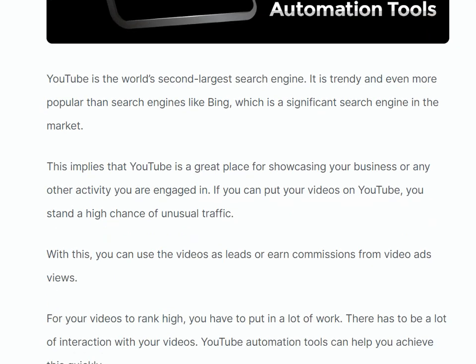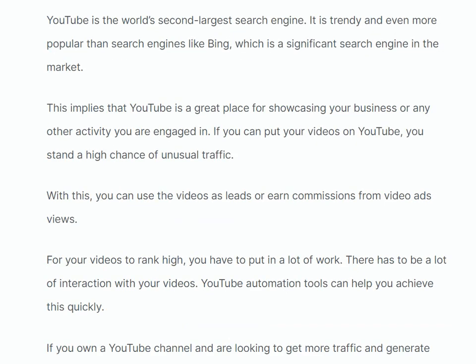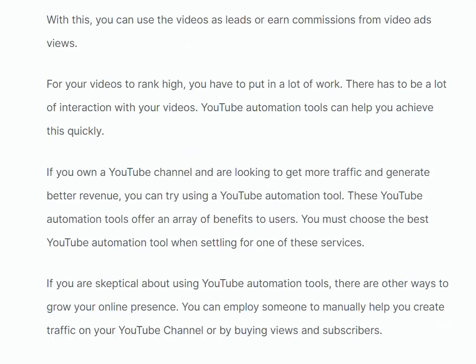This implies that YouTube is a great place for showcasing your business or any other activities you are engaged in. With this, you can use the videos as leads or earn commissions from video ad views. If you own a YouTube channel and are looking to get more traffic and generate better revenue, you can try using a YouTube automation tool.